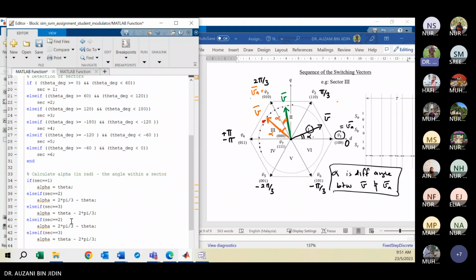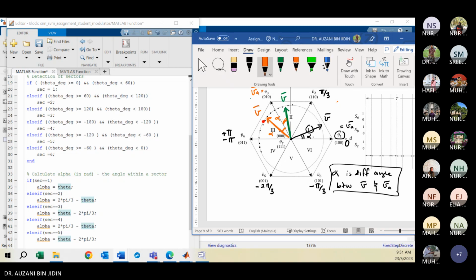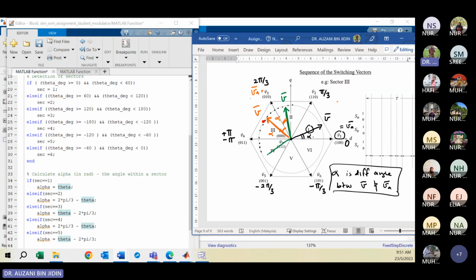Next is sector 4, then sector 5. How about sector 4? This is your reference. Your VA now will be V5 or V4? V5. So V5 is the first adjacent vector to be selected. The alpha we define as the angle difference between VA and the reference. So this is your alpha, the angle within a sector.